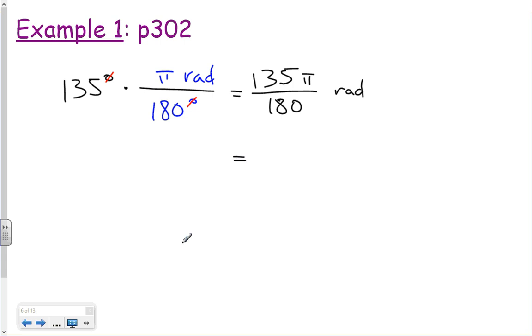So 3 times 45 is 135, and 4 times 45 is 180. So it would be 3/4 pi or 3 pi over 4. You could write it either way. Those are both correct. That, of course, is in radians. There's our conversion, degrees to radians.